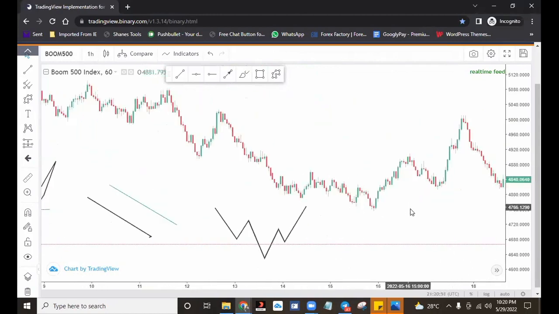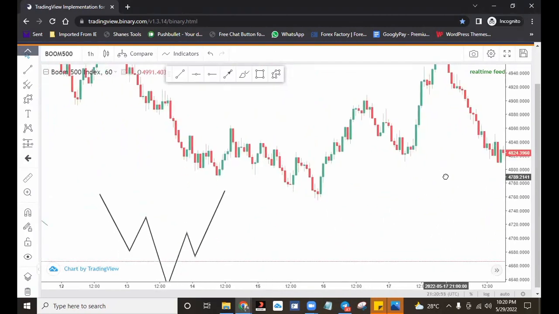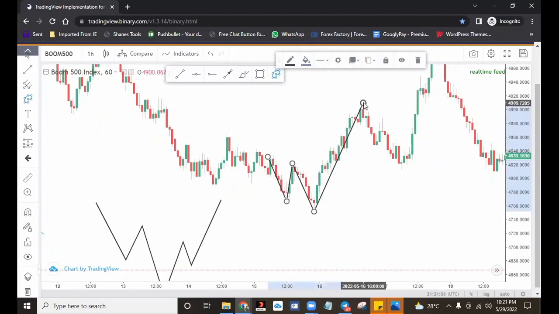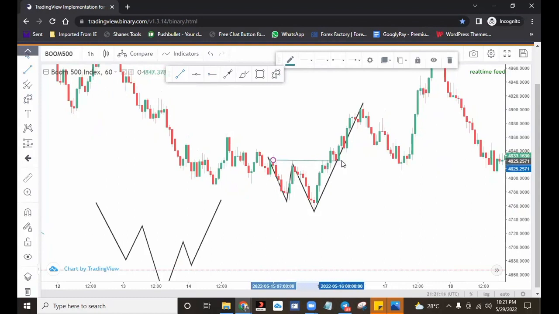So there are things that you have to learn how to do, which is what? You have to learn how to train your eyes to be able to see all these things easily on your charts. This is what we call a double bottom. Now you can see after the bottom formed, what happened? The bulls pushed massively.